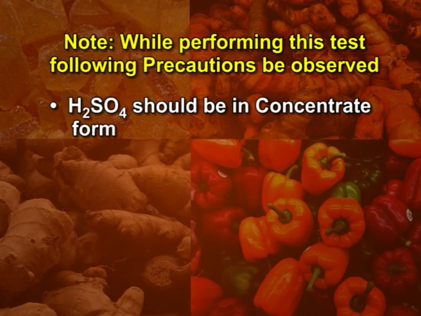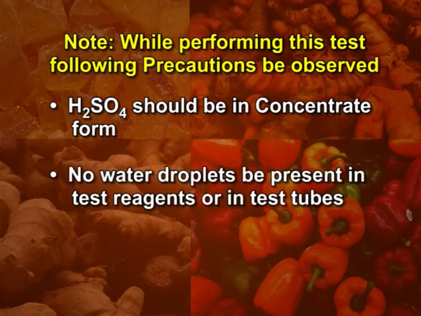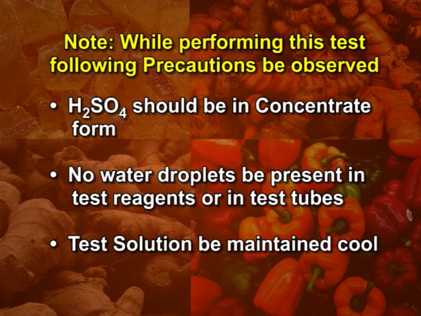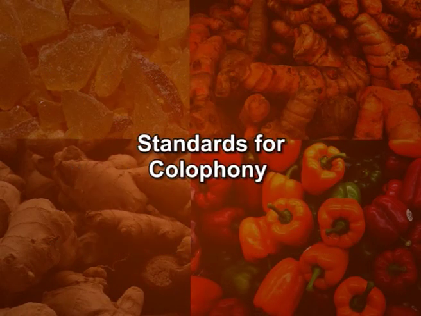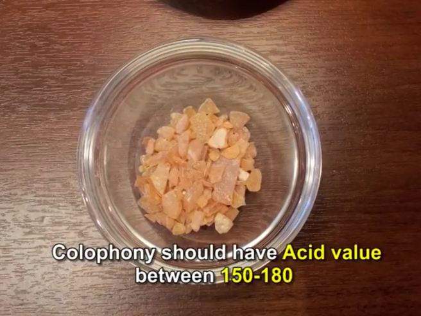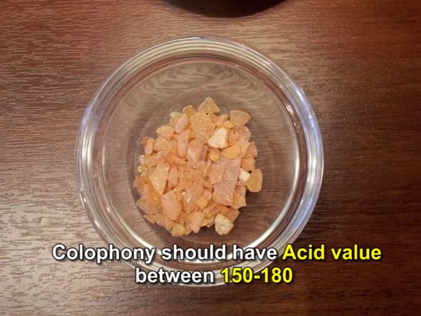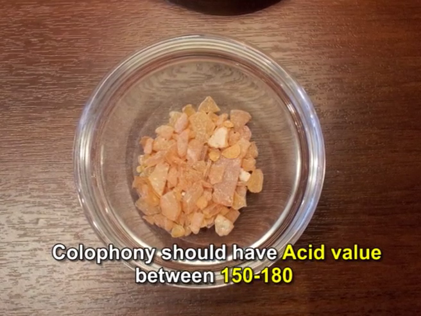Precaution number 1, sulfuric acid should be in concentrate form. And second one, no water droplets should be present in the test reagent or in test tubes. And the third one, the solution be maintained cool. Now, coming to the standards for colophony. Colophony should have acid value between 150 to 180.